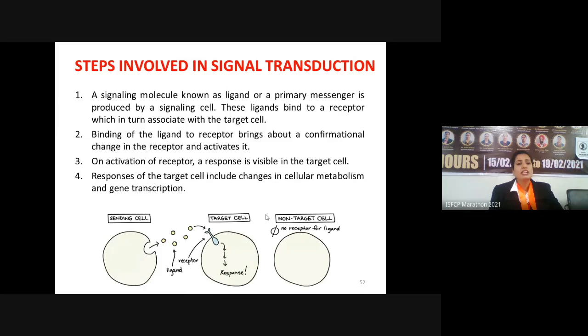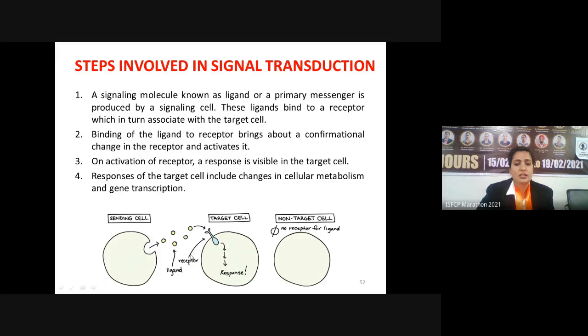Next we have the steps involved in signal transduction. So what are the steps involved in cell signaling? Firstly, you need to understand the sending cell and the target cell. So what is a sending cell, what is a ligand, and what is a target cell? A sending cell is the one that sends the signals to another cell. The cell which receives this signal is known as the receiving cell, and it may also be termed the target cell. This target cell has receptors present on its surface, because the sending cell releases chemicals, which are termed ligands. These ligands bind to the receptors present on the target cells.